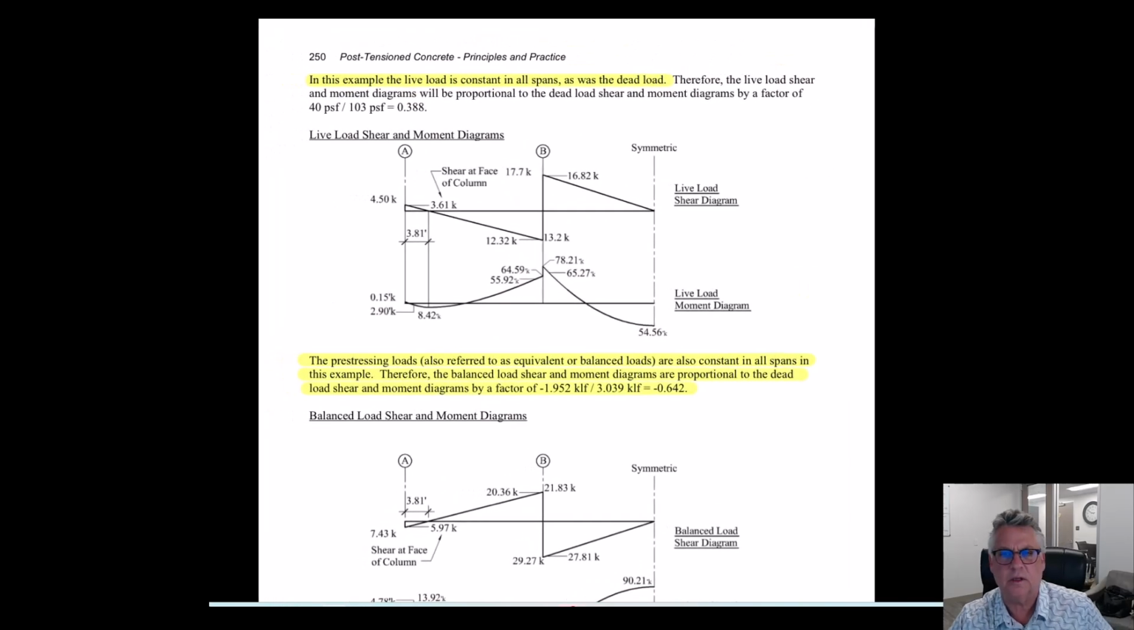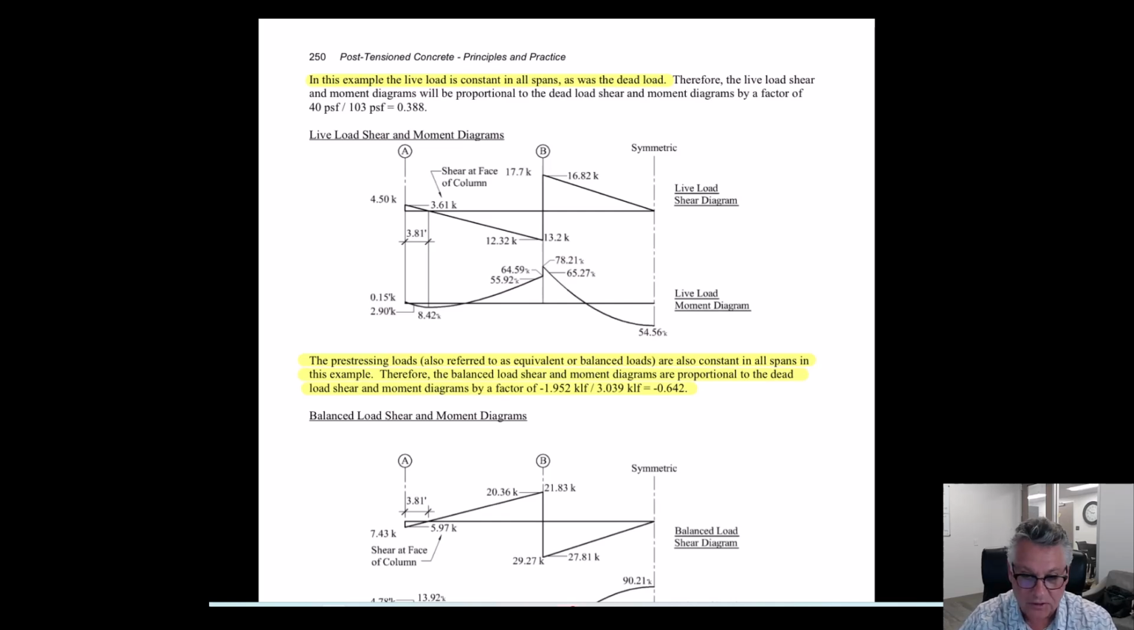Okay, once again, because I wrote the example in the book, I got to make things easy for myself. And lo and behold, I made the dead loads and the live loads, and you'll see in a second, even the equivalent loads, all proportional to the dead load. So I have the same live load in span 1 as in span 2. The same balance load you're going to see is the same in span 1 and span 2 and span 3. Sorry, I should have added span 3 to all those. And it was a symmetric system.